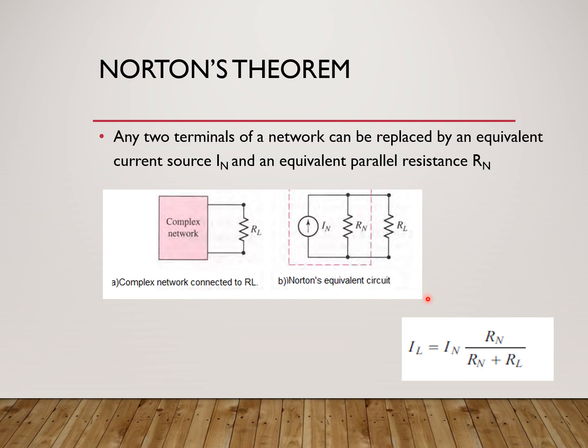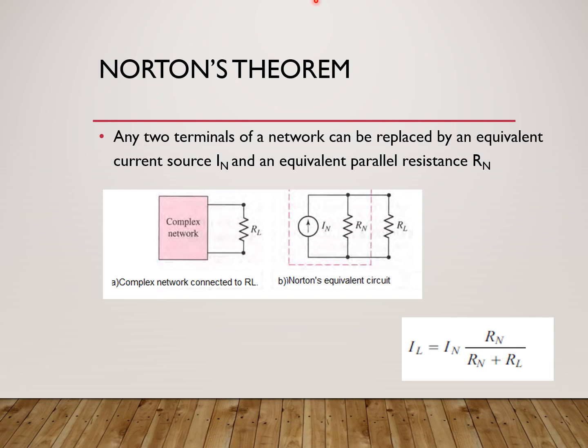So the load current can be found out using current division. Current division says that this current will go through Rn and Rl. The current through the load resistance is equal to IN into the opposite resistance, which is Rn, divided by the total value of resistance, Rn plus Rl. So this is how you can calculate the load current using Norton's theorem, right?